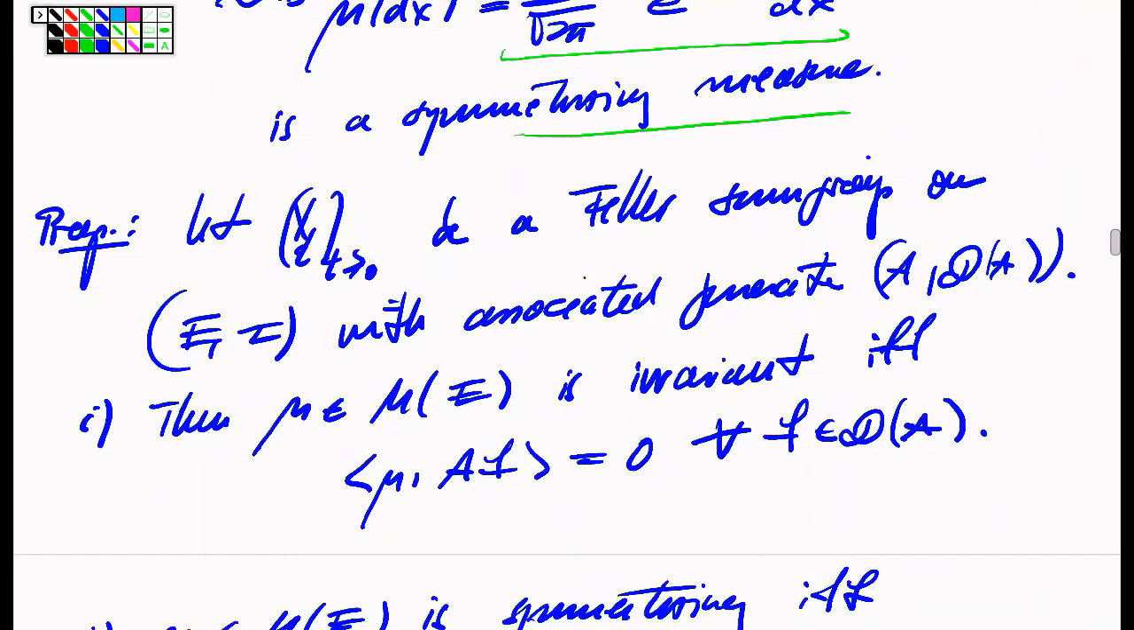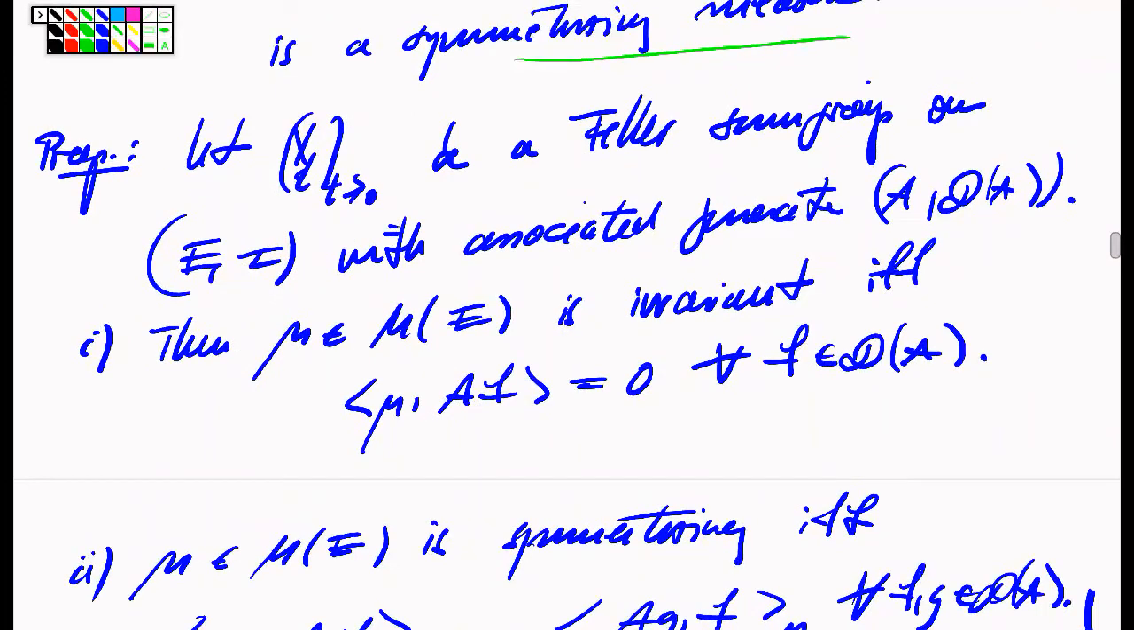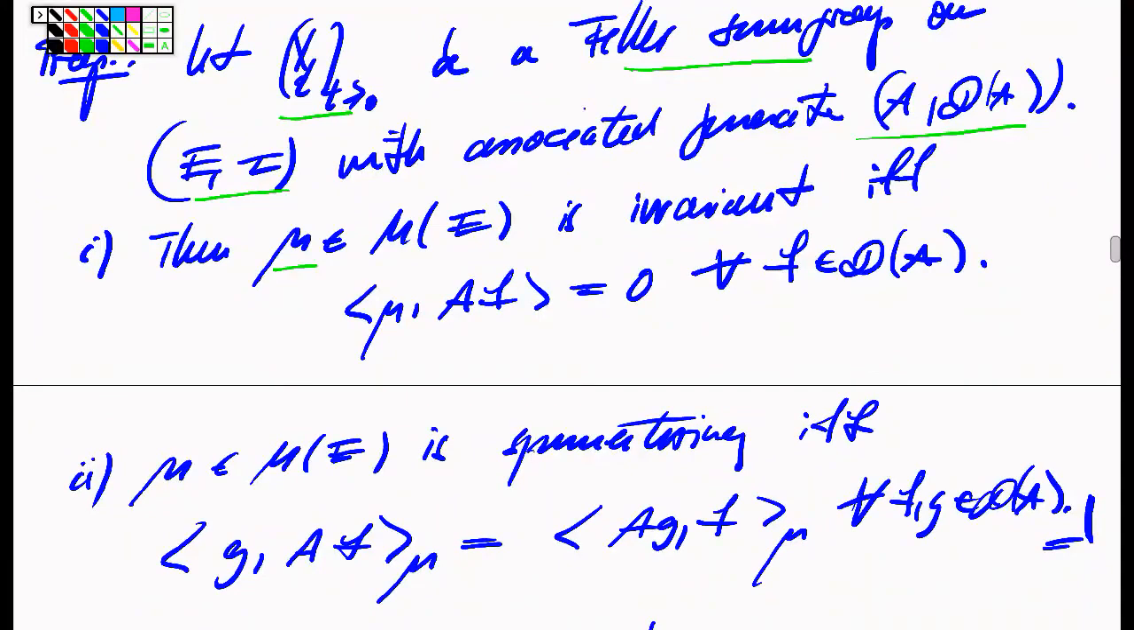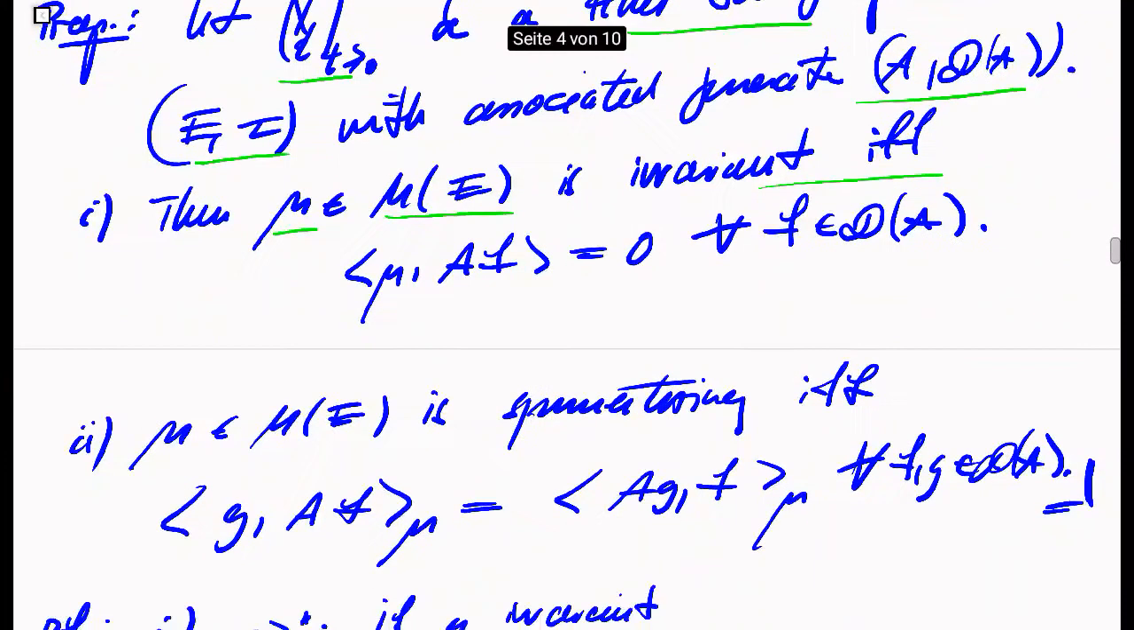Okay, the next proposition gives a criterion for symmetry of a measure, or whether a measure is a symmetrizing measure or not, in terms of the generator of a semigroup. And here we consider the case of a Feller semigroup acting on a topological space with an associated generator.